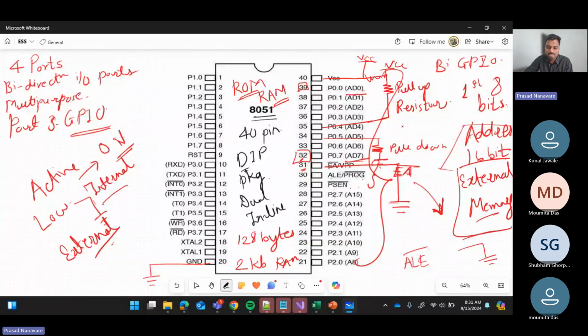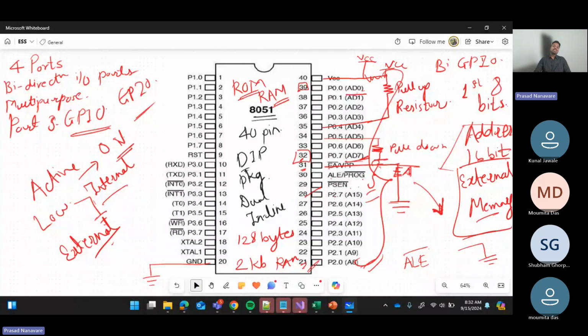Let's finish this side quickly. So what is on port 2? Port 2 ranges from pin 21 to 28. Port 2 is also a bi-directional general purpose input output port. What is written over here? A8 to A15. So where is A0 to A7? A0 to A7 is in port 0. A8 to A15 is port 2.